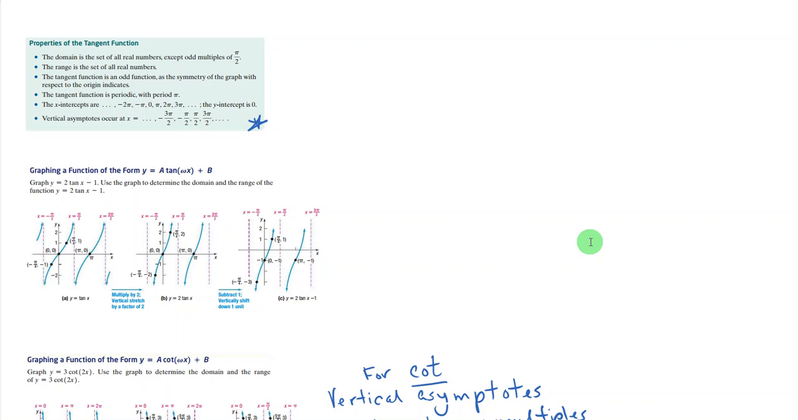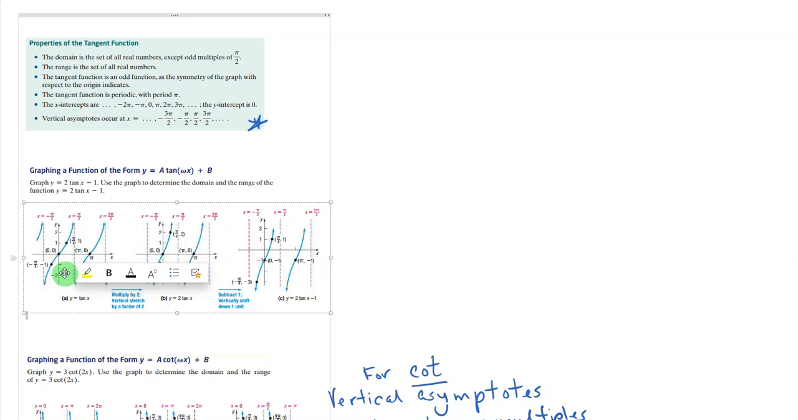This is section 6.5, and we're going to talk about the tangent and cotangent function. So the properties are quite different than sine and cosine. The domain is the set of all real numbers except odd multiples of pi over 2. So we have some asymptotes, and if you see down in this graph, these dotted lines are the asymptotes of our tangent function. The range is all real numbers. That's different. So our domain is restricted some, but our range goes from negative infinity to positive infinity.